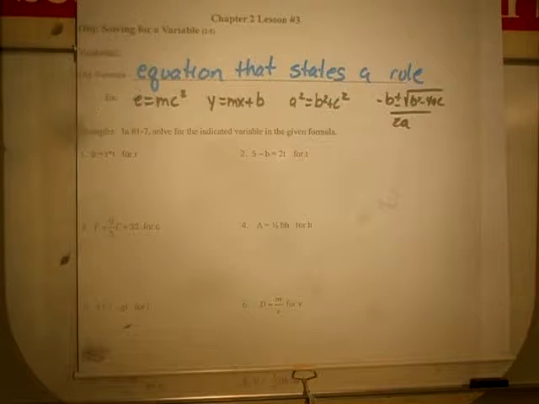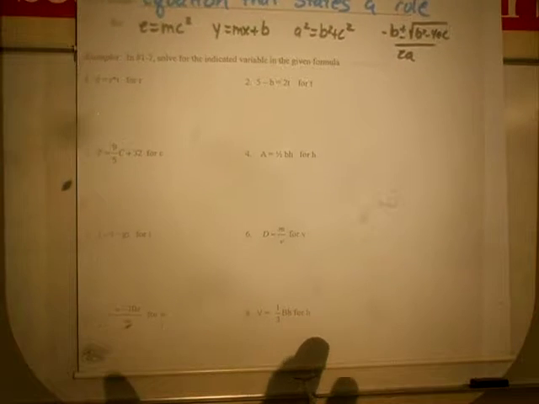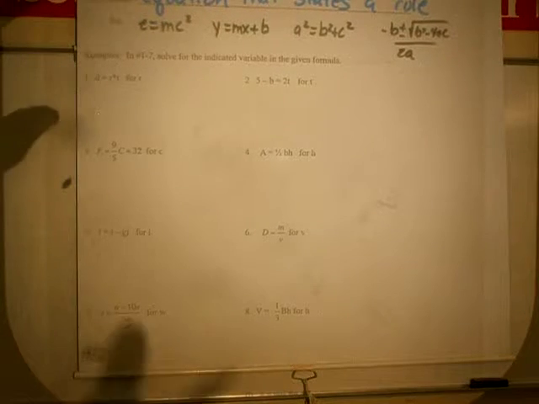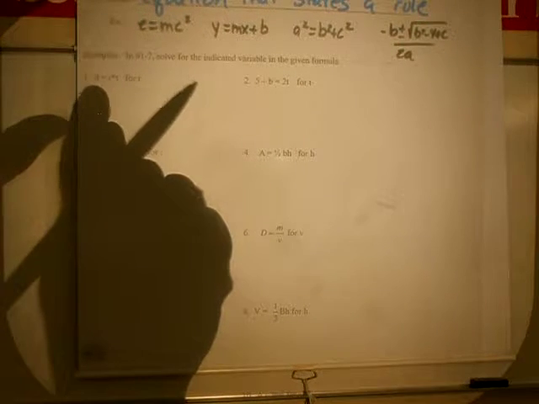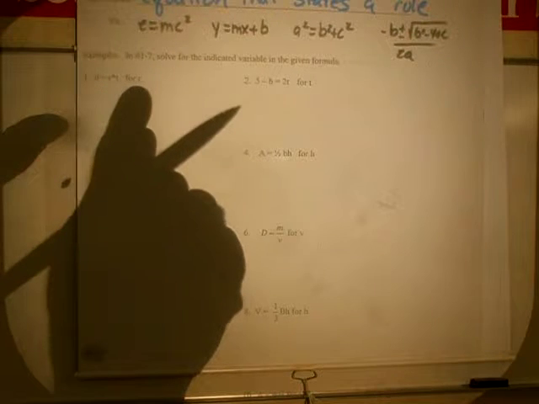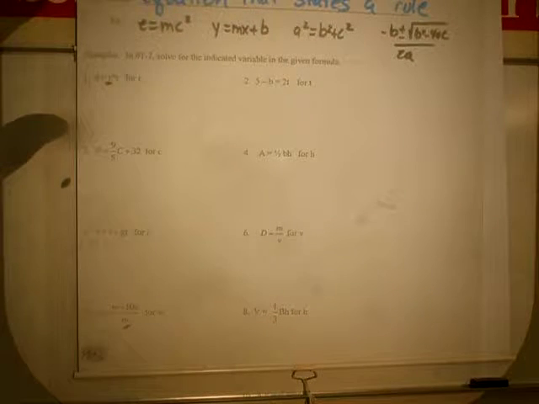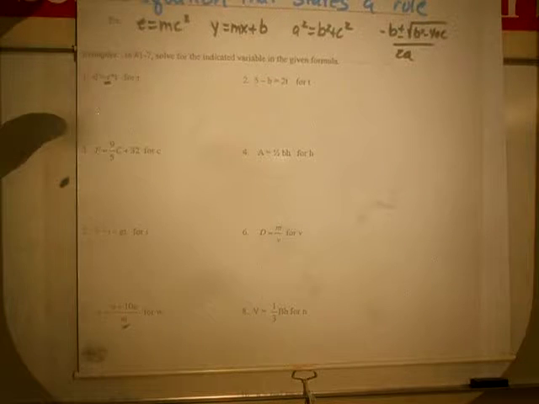Formulas are equations that state a rule, telling the relationship between some quantities. And what we're going to do today is solve a formula for the indicated variable. In the first one, they give us D equals R times T, and they want us to solve that for R. So our goal is to get that letter all by itself.